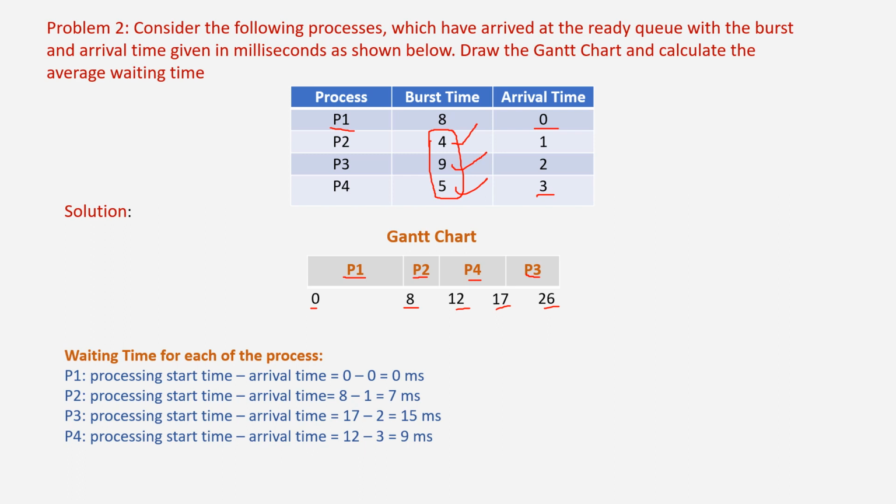So the waiting time is the start time minus arrival time. Process P1 came at time 0 and started at time 0, so the total waiting it had to do is 0. Next process P2 started at 8 milliseconds, but it had arrived at 1 millisecond. So total time it had to wait is 7 milliseconds. Next process P3 started at 17 milliseconds and it came at 2 milliseconds. So total milliseconds it waited was 15.